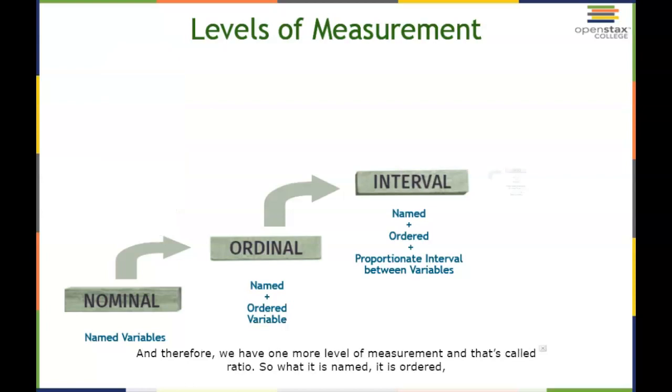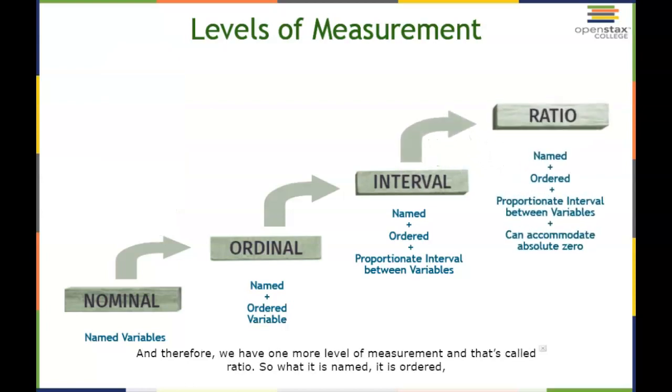And therefore, we have one more level of measurement, and that's called ratio. So when it is named, it is ordered, it is proportionate intervals between the variables, and it can accommodate a meaningful 0.